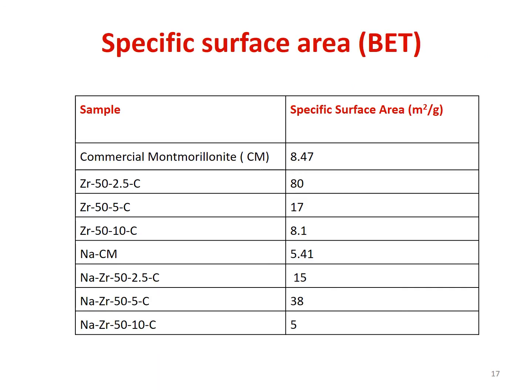These are the specific surface area results for our clay, and we can see we haven't achieved a very good surface area. The surface area of raw clay is 8.47 meter square per gram, and in all the samples it is less. In literature it says that pillared clay can achieve a surface area of around 100 to 300 meter square per gram. So we are trying to figure out some ways through which we can increase the specific surface area of these samples.